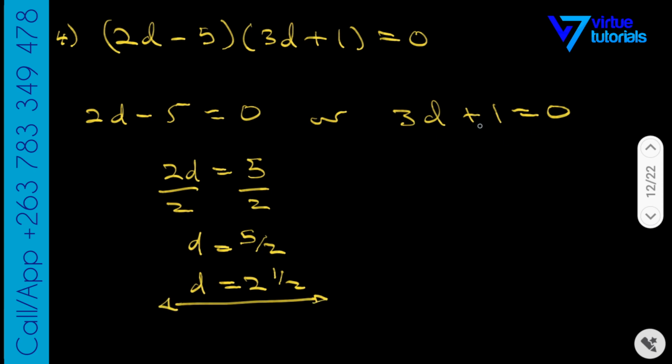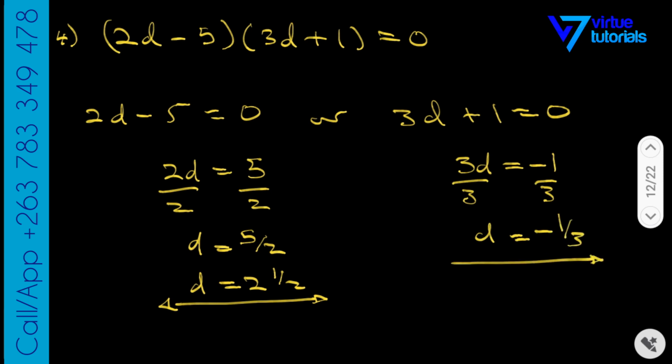3d plus 1 is equal to 0. Take 1 that side, it becomes a minus 1. So 3d is equal to minus 1. Divide both sides by 3. d is equal to minus 1/3. So that's where we stop. That's the simple way of solving these equations when they're at bracket stage. In the next video, we'll go further up and start right from the top.